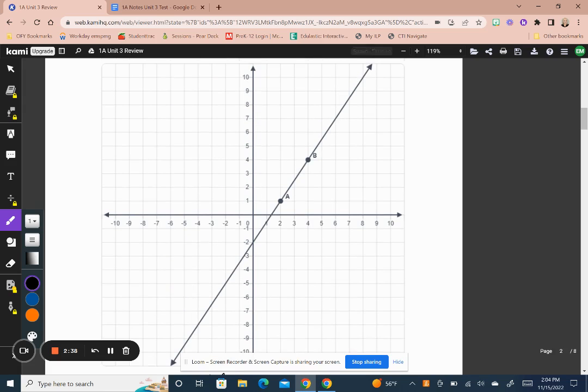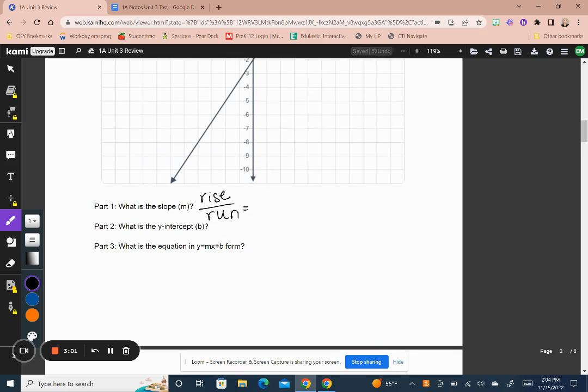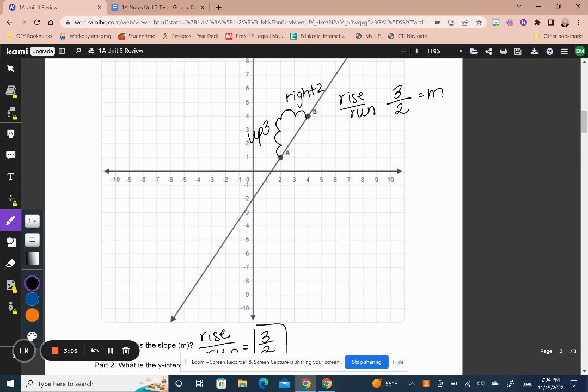Once again, the slope is rise over run. We're going from left to right. So I'm going to go up 1, 2, 3. It's a +3, and to the right 2. Rise over run: I went up 3, so rise is 3. Went to the right 2, so run is 2. So my slope is 3 over 2. We can't reduce that anymore, so you just leave it as is.